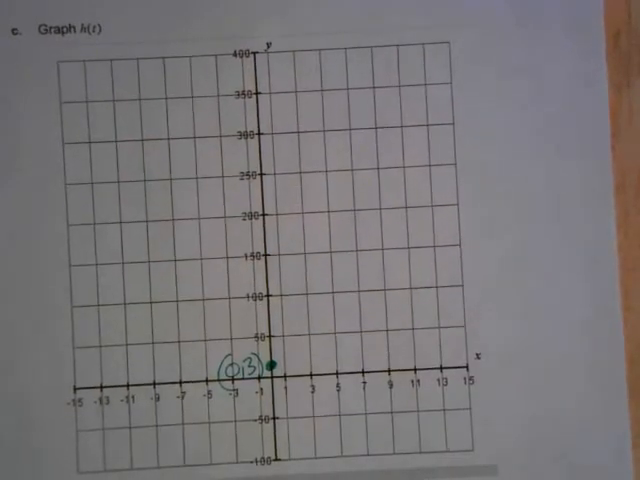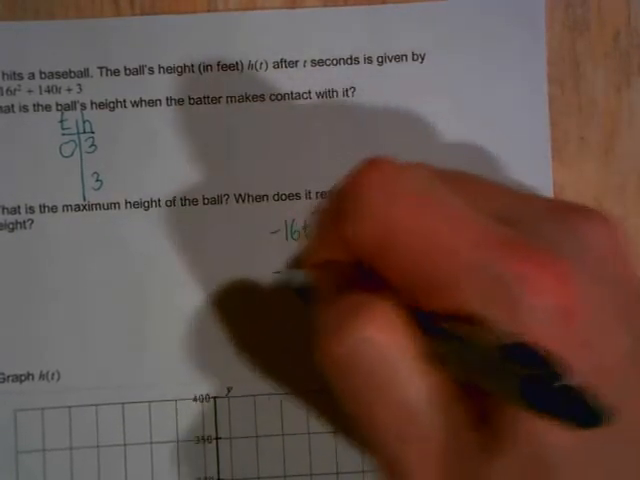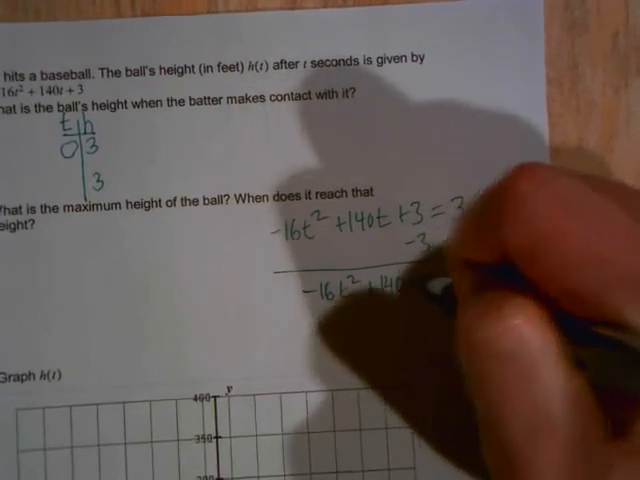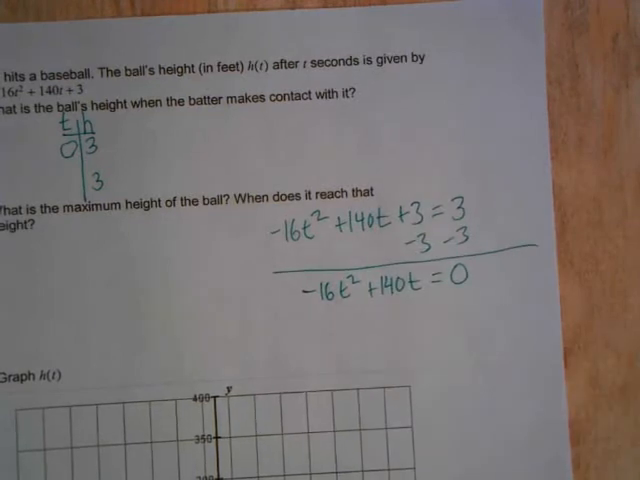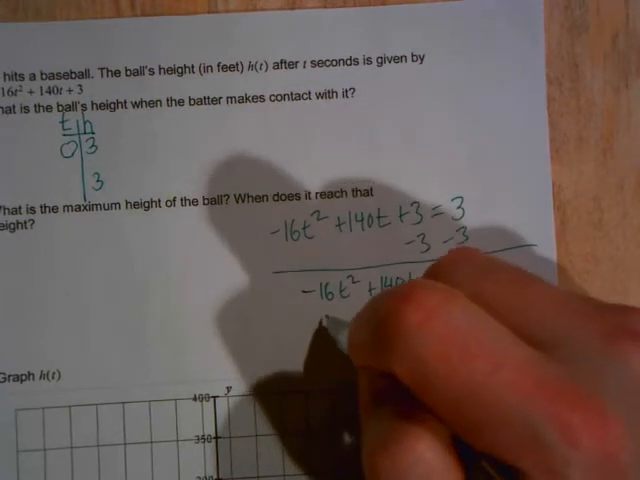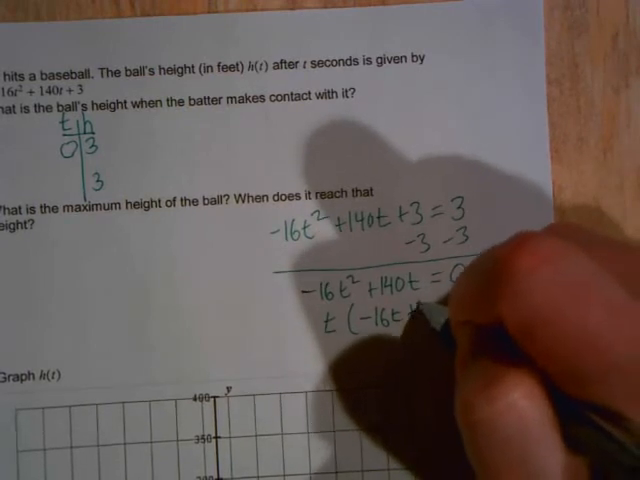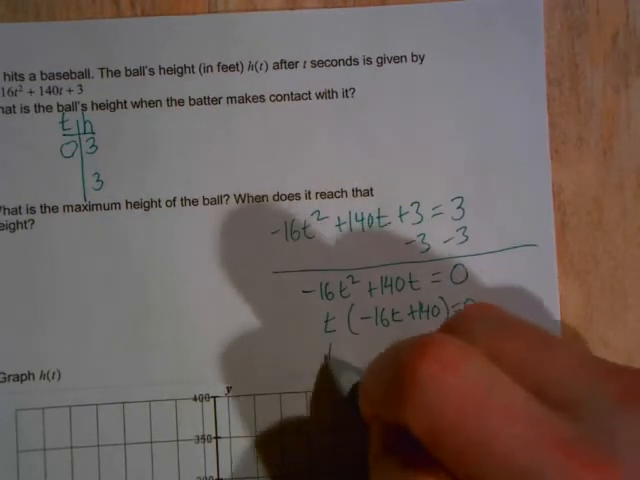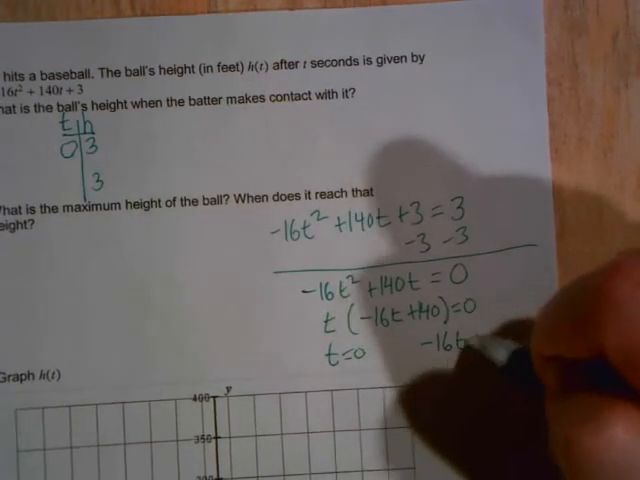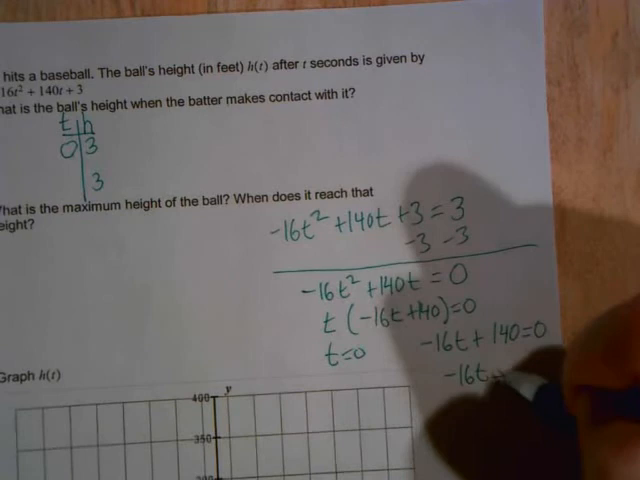Okay, let's go back up and solve this equation. Subtract the 3 on both sides. Minus 16t squared plus 140t equals 0. I can factor the t out. I could factor a number out too, I suppose, but I'm not going to. I'm going to be a little bit lazy here. I'm just going to take the t out. Minus 16t plus 140 equals 0. This one gives me t equals 0, but I already knew that. This one gives me negative 16t plus 140 equals 0. So negative 16t is negative 140.